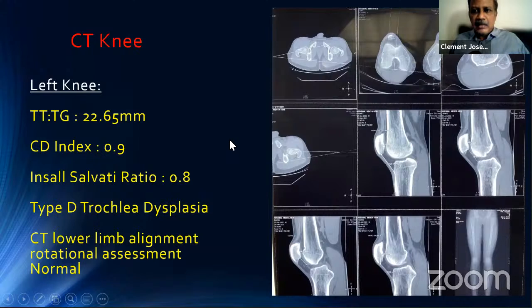And then he was subjected to the CT scan. We found the TTTG distance was around 22, 23 millimeters. There was no patellar tilt, and we classified him as type D trochlear dysplasia. And he was also subjected to rotational assessment. I referred to my joint deformity colleagues, so they assessed him, and they were okay with that.